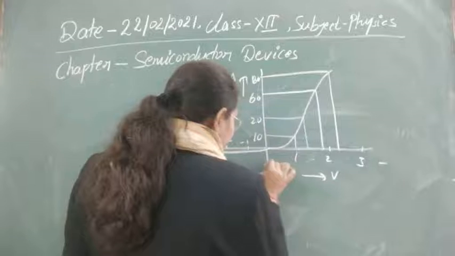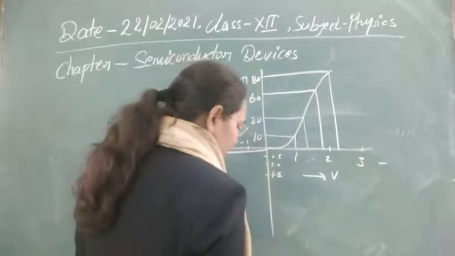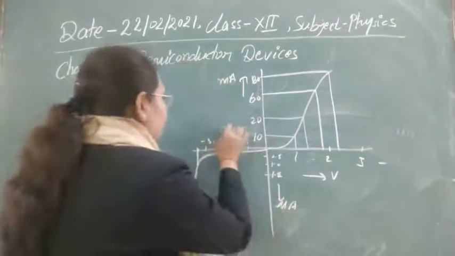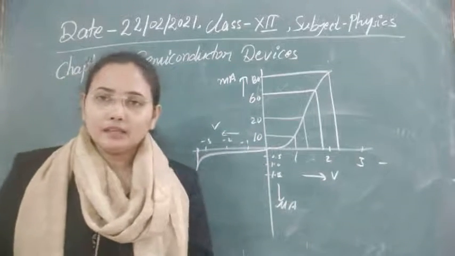1.5, 1.0, 0.5, and this is 0 and so on. Clear? And this is given in microampere, and the voltage is also given in volt. So this is basically our graph that is given.